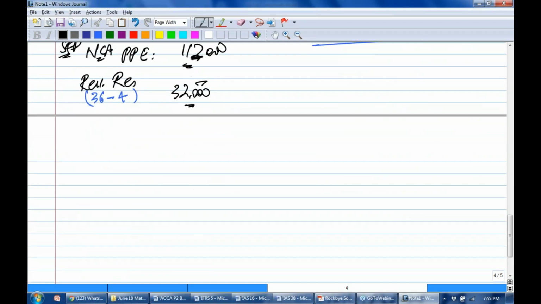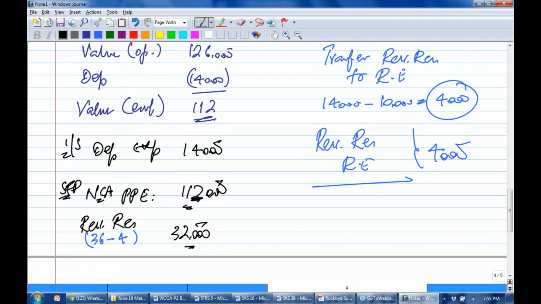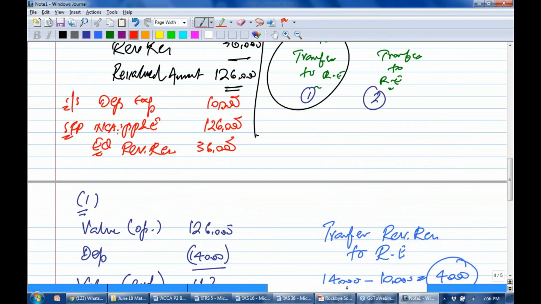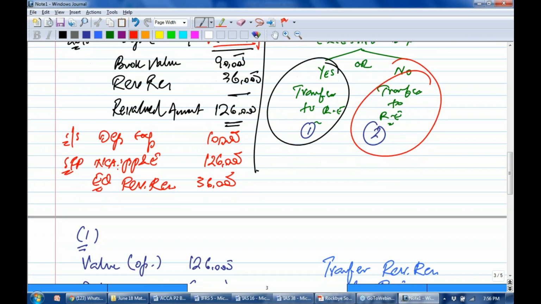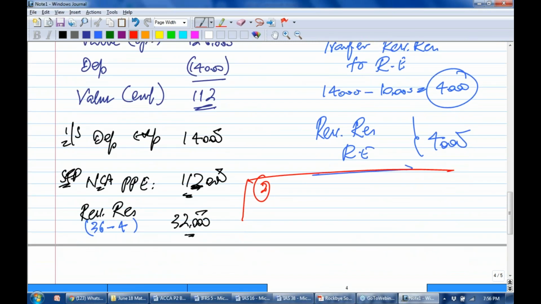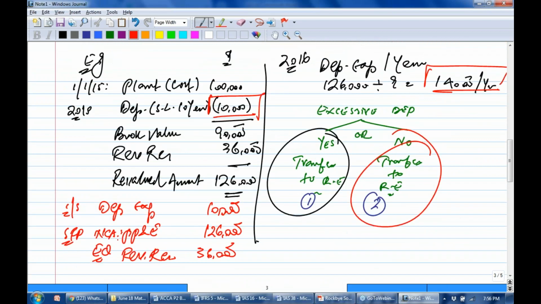In situation number 2, it means no transfer to retained earnings. All of the things are the same, but the revaluation reserve equals 36,000. That's all. That is one point we have done now.